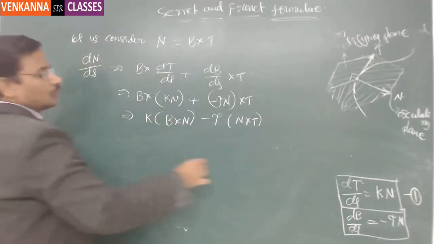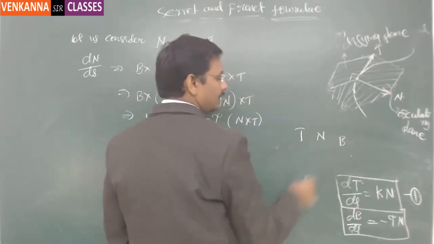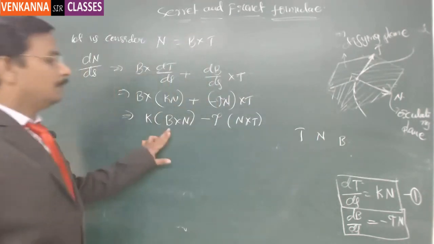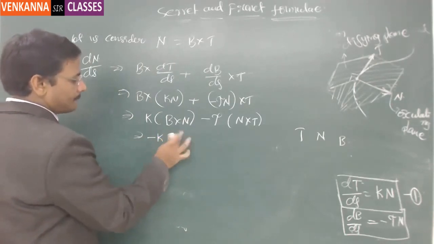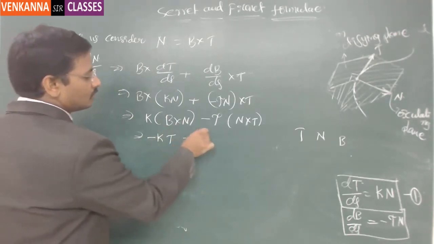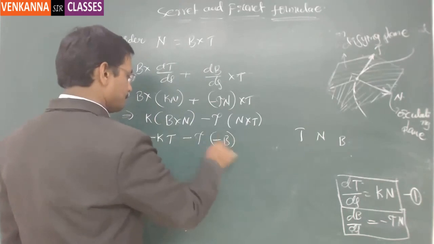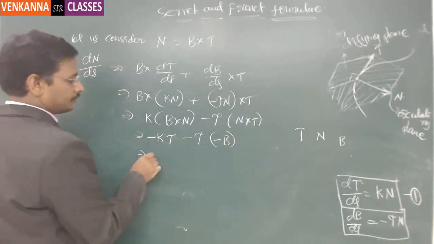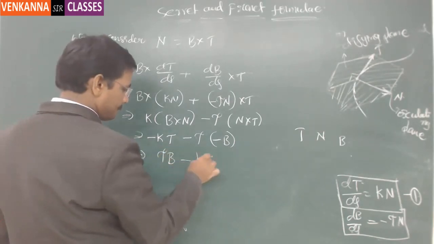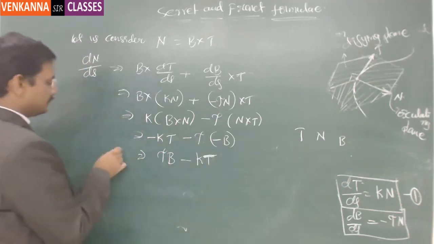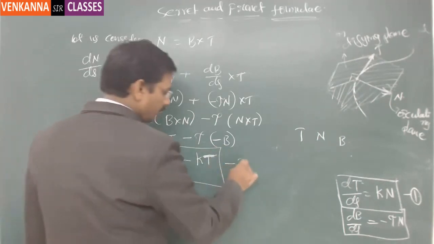Now tangent, normal and binormal, this is the order we follow. So t cross n is b and n cross b is t. So here b cross n is nothing but minus t. So K into minus t, and then minus tau into n cross t, which is minus b. So this is tau b minus Kt. So this is dn/ds. This is the third formula.